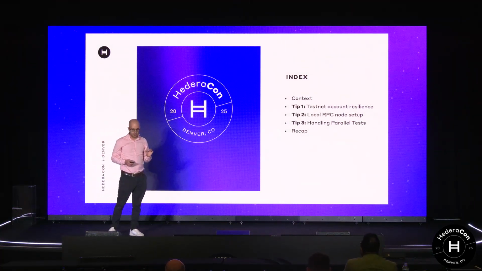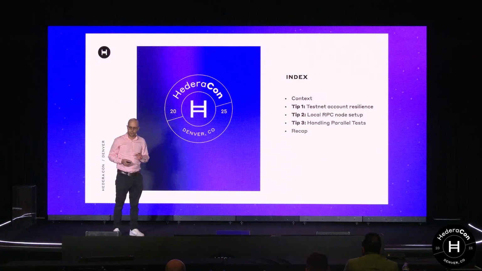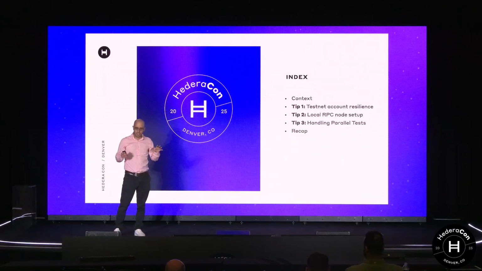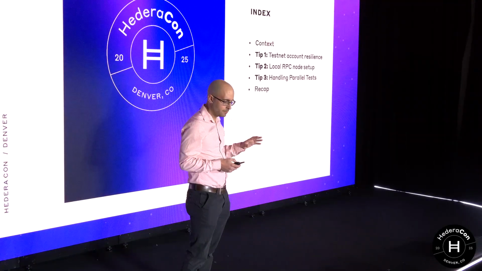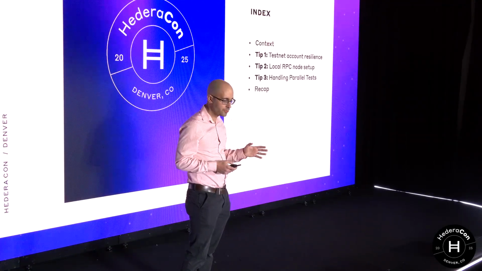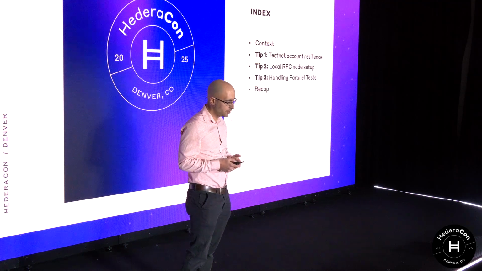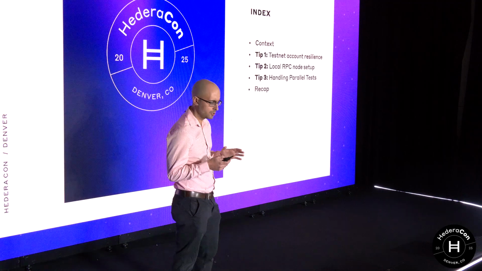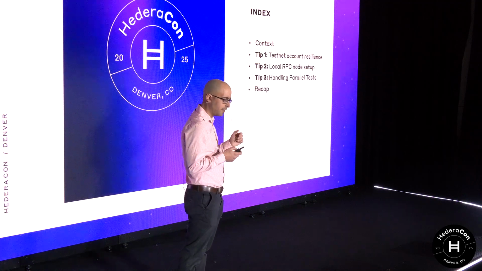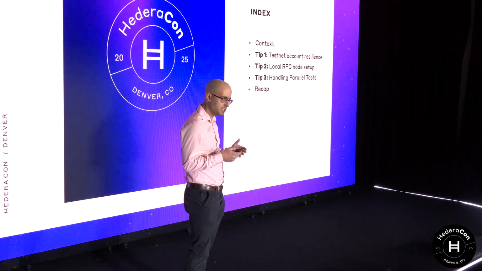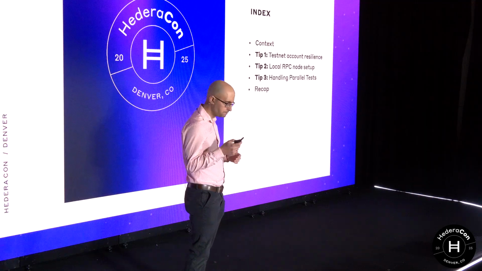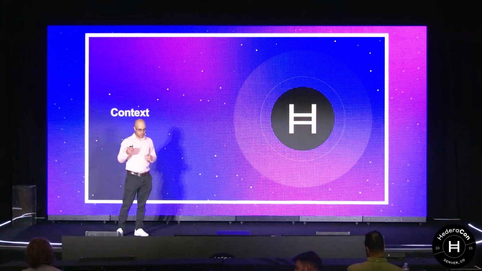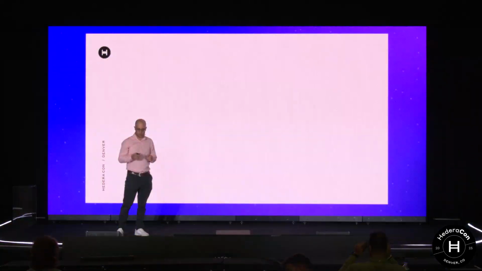So first, a little bit of context about a couple of open source projects that we have implemented that you have already heard many times today during many presentations. And then I will talk about the 3 tips. The first one will focus on the testnet account resilience. The second one is about what you should keep in mind if you're using local JSON-RPC nodes for testing. And the last one is about managing parallel testing properly. So without any further ado, let's move on to the context.